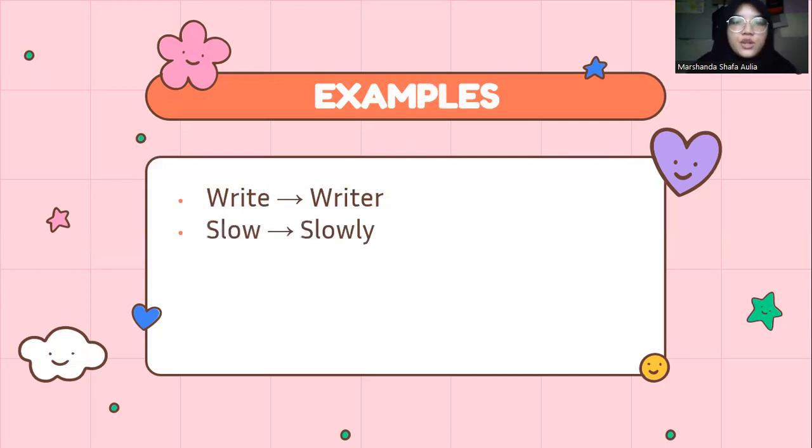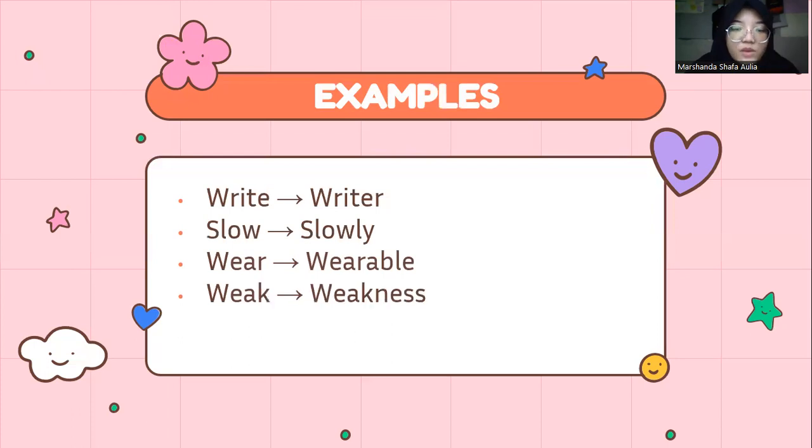And then we have slow to slowly. Slow is an adjective and slowly is an adverb. Wear to wearable. Wear is a verb and wearable is an adjective. Then we have weak to weakness. Weak is an adjective and weakness is a noun. And the last one, we have national, which is an adjective, and nationality, which is a noun.